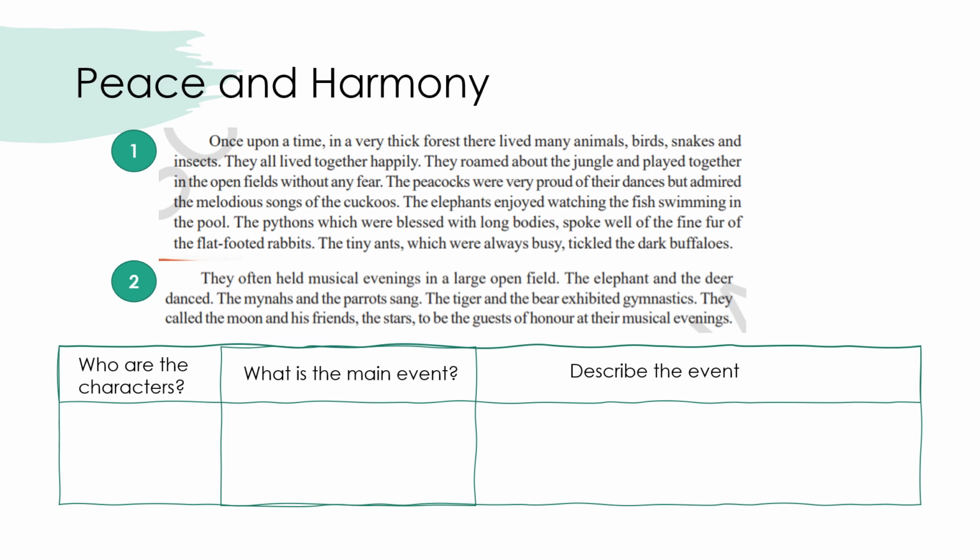So let's start with reading the story. Once upon a time, in a very thick forest, there lived many animals, birds, snakes, and insects. They all lived together happily. They roamed about the jungle and played together in the open fields without any fear. The peacocks were very proud of their dances, but admired the melodious songs of the cuckoos. The elephants enjoyed watching the fish swimming in the pool. The pythons, which were blessed with long bodies, spoke well of the fine fur of the flat-footed rabbits. The tiny ants, which were always busy, tickled the dark buffaloes.